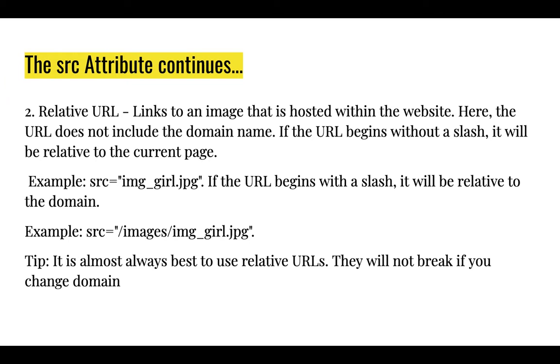The second way is a relative URL. This links to an image that is hosted within your website. Here, the URL does not include the domain name. If the URL begins without a slash, it will be relative to the current page. Example, src equals image_girl.jpg. If the URL begins with a slash, it will be relative to the domain. It is almost always best to use relative URLs because they will not break if you change domain.